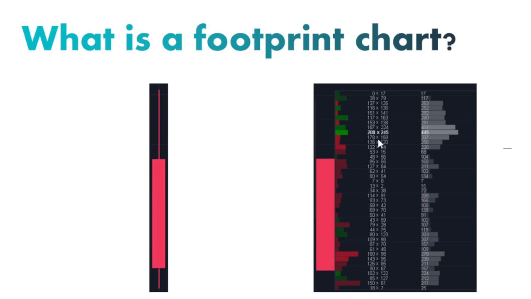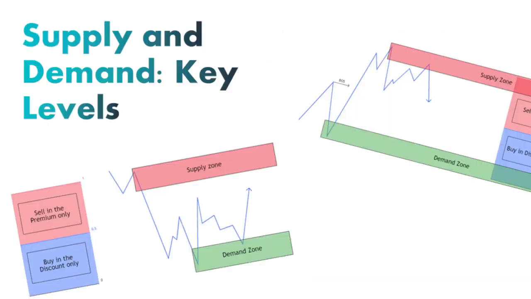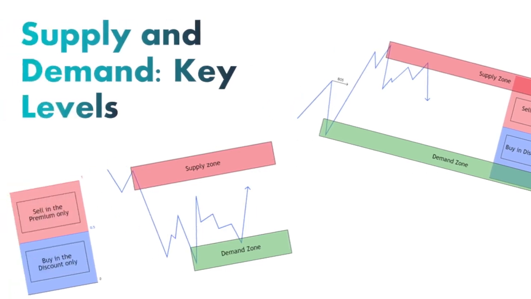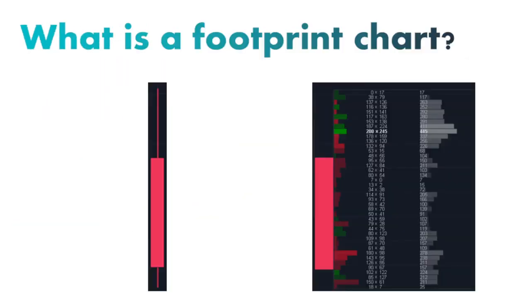Before we move on and come into some more detail, we need to understand everything in terms of supply and demand zones. These are key levels, supply and demand zones. What you see here is a supply and demand zone. What we're looking for is the interaction between buyers and sellers at these key levels.